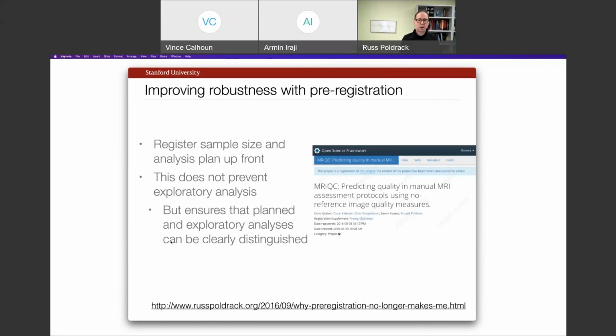So I'm going to talk about a couple of different things that we think are important. One is pre-registration, which is really registering the sample size and the analysis plan up front. Now, many people worry, and I used to worry, that this is going to prevent you from doing any kind of exploration. That's not what it does. What it does is it makes sure that whatever you do that's exploratory is clearly distinguished from whatever analyses were planned. And every paper we write ends up having a section that says, well, we pre-registered this, but we had to do some things differently. As long as you're clear about that, it's never been a problem for us.